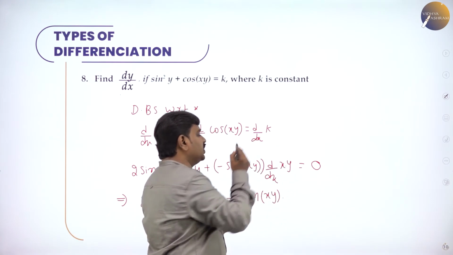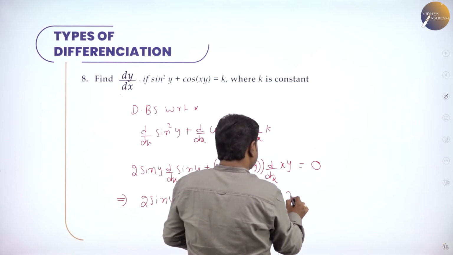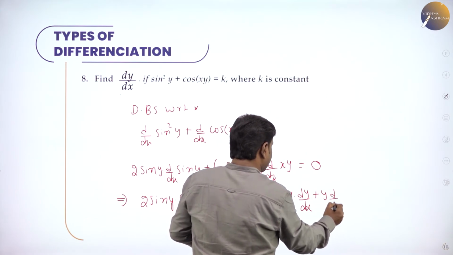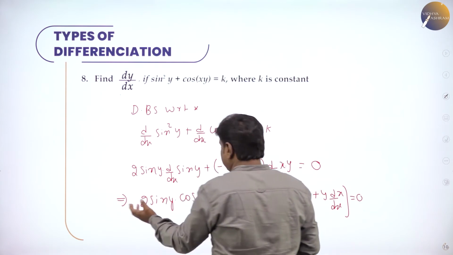Xy means x into y. Whenever there is a product, what should you use? Product rule. What is the product rule? x into the derivative of y plus y into the derivative of x, is equal to 0. Now further we'll simplify.